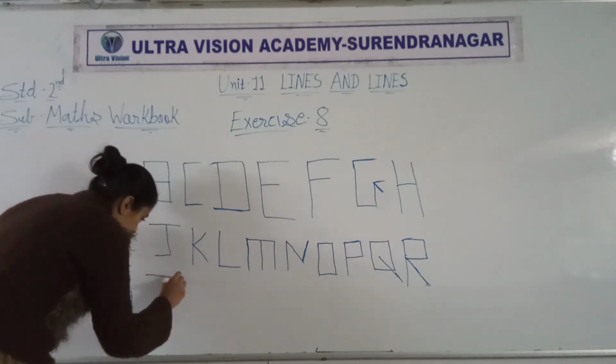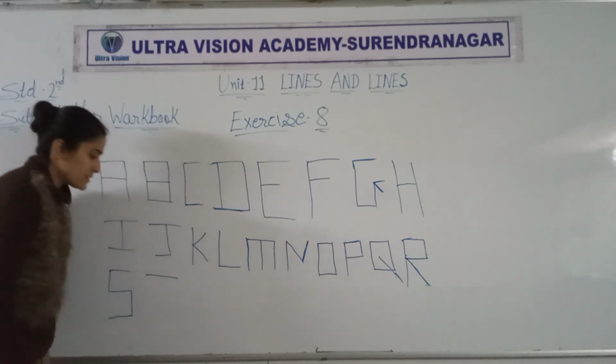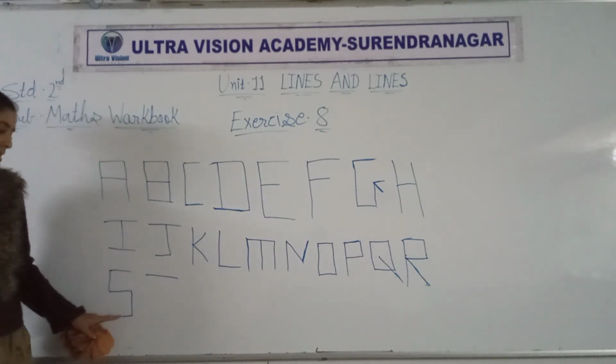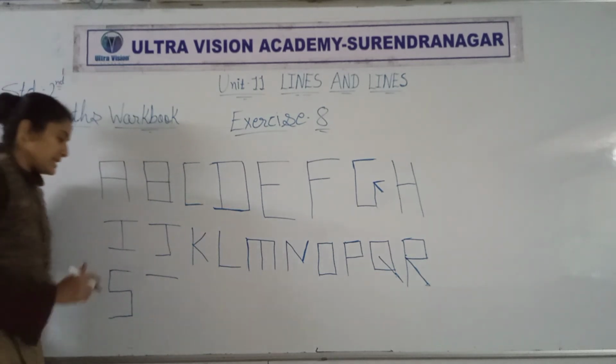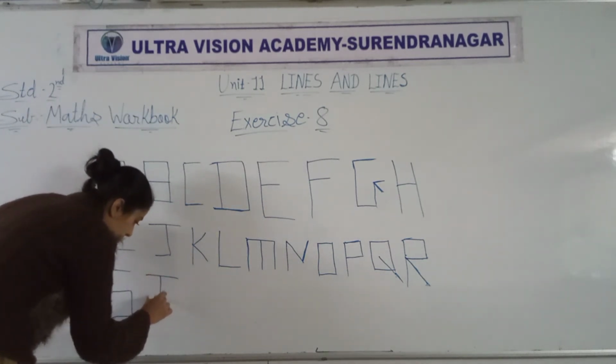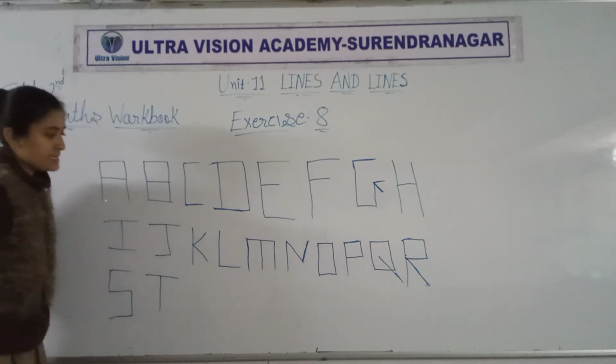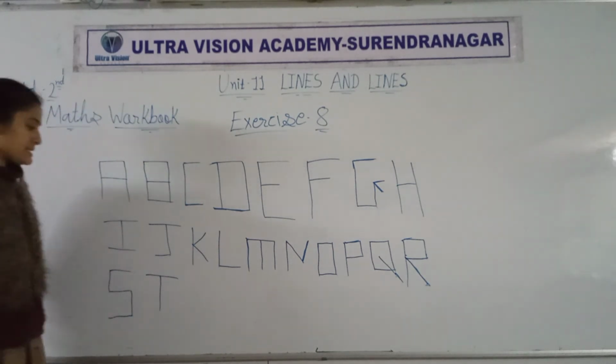Let's make a T. Which letter comes after S? It's a T. T for tiger. Let's make it with a sleeping line and a standing line. You just use here a sleeping line and a standing line.